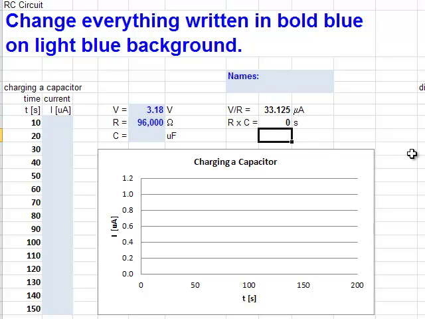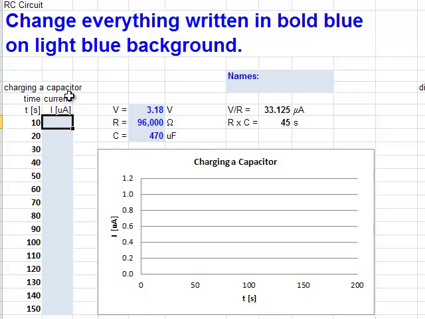So it calculates that the initial current is 33.1 microamps, and the capacitance, that's what it says, was 470 microfarad, which gives me a time constant of 45 seconds. Okay. And this one here should then be confirmed by the data that I took and evaluating those data.